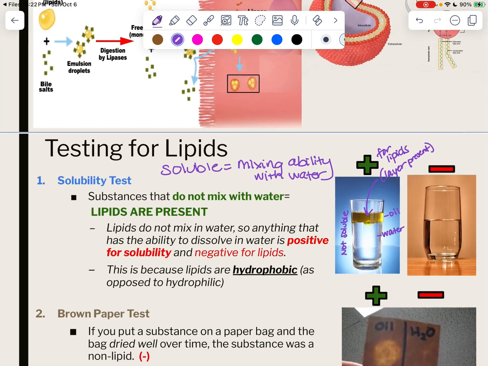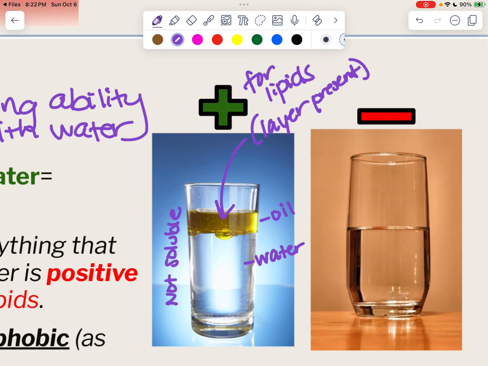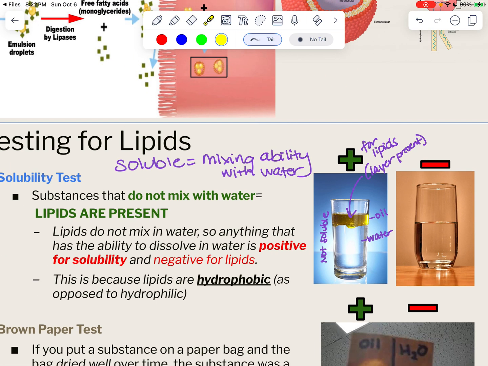That is very confusing for lots of children, and I apologize for that. But you're just going to have to know it. Know the relationship there. This is because lipids are hydrophobic. They have nonpolar properties, and they do not mix with polar substances. So a negative for lipids is here. Negative for lipids, you can see that there are no layers. So no layers present. That means that is negative for lipids and positive for solubility on this glass.